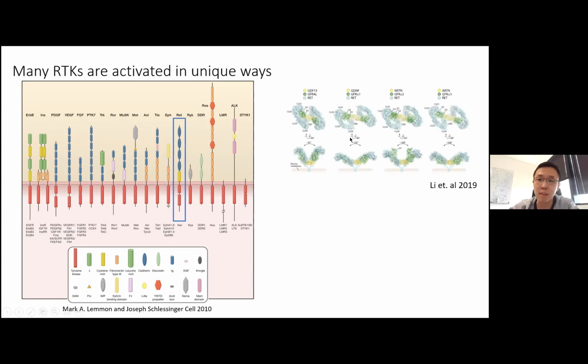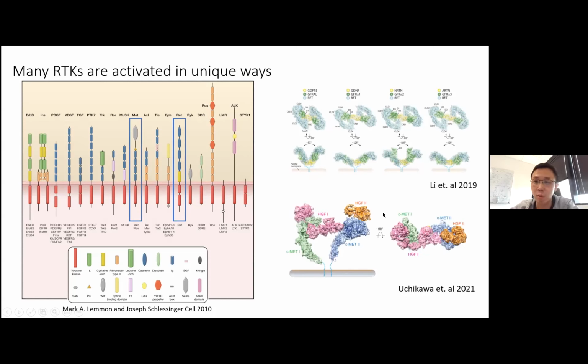For example, through the collaboration with Xiaochen Zhang from pharmacology, we determined the structure of a ligand and the receptor, called the RET receptor. We determined the structure of the ligand, co-receptor, and RET complex. In this case, the ligand is not enough to activate the receptor. It also requires a co-receptor. So the three proteins need to form a ternary complex for activation.